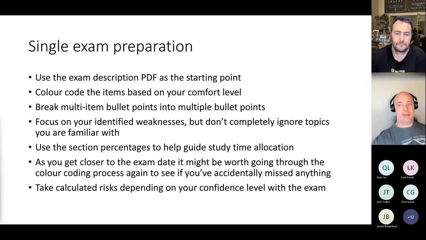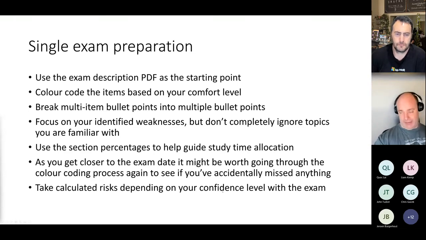Now, I'd also say as you get closer to the exam, go through and just do a fresh version of that self-grading against those different items to see if there's anything that's changed color, things that you thought were green, but your reading on other things has made you realize that maybe they're actually an orange or a red. And now this final bit, take calculated risks.